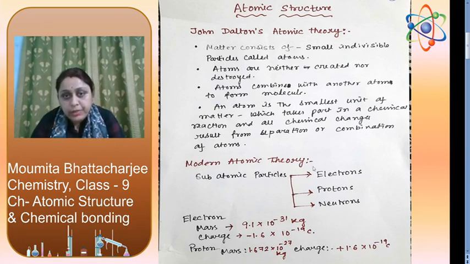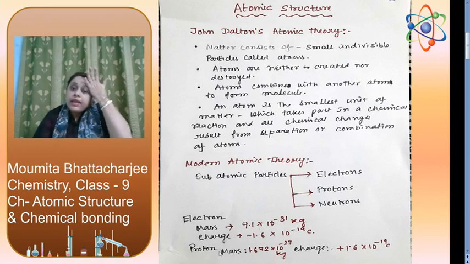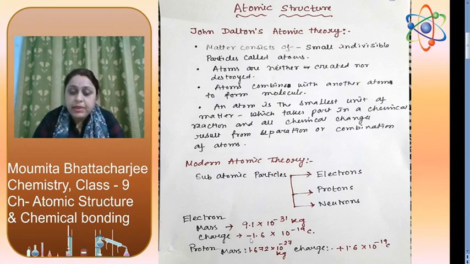Now, according to modern atomic theory, there are some contradictions between Dalton's atomic theory and modern atomic theory. John Dalton said that atoms are indivisible, but according to modern atomic theory, atoms can be divided into three subatomic particles. They are electrons, protons, and neutrons. Electron is a negatively charged particle. Mass is 9.1 into 10 to the power minus 31 kg. Charge is minus 1.6 into 10 to the power minus 19 coulomb. And proton is a positively charged particle, mass 1.672 into 10 to the power minus 27 kg.